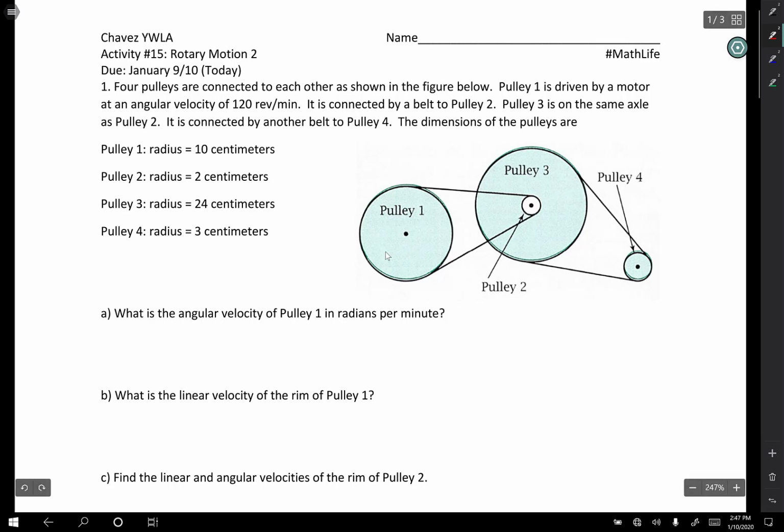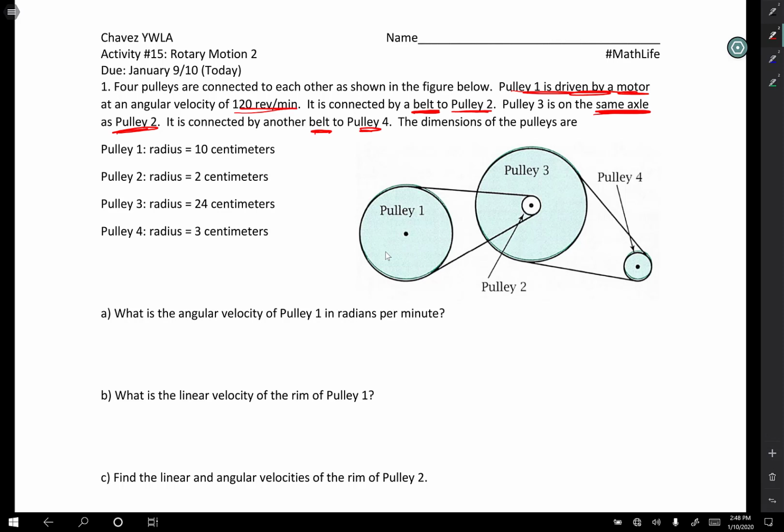4 pulleys are connected to each other, as shown in the figure below. Pulley 1 is driven by a motor, so it's pulley 1 that is driven, at an angular velocity of 120 revolutions per minute. It is connected by a belt, I would underline belt, to pulley 2. Pulley 3 is on the same axle, I would underline same axle, as pulley 2. It is connected by another belt to pulley 4. The dimensions of the pulleys are, and then they tell you pulley 1, 2, 3, 4.